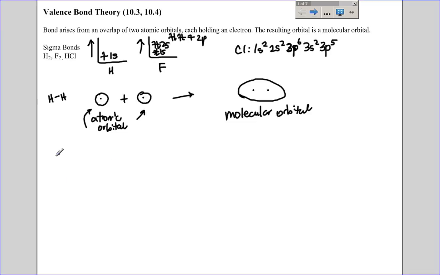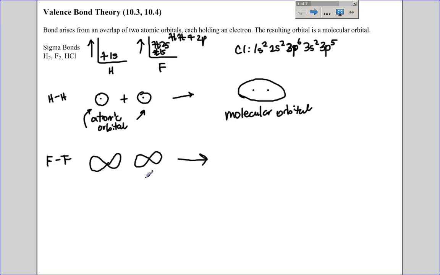Now, to form the molecule F2, which also has a single bond, the overlap is going to be between 2 p orbitals, because the electron that is on its own is in a p orbital. So when 2 fluorine atoms bond, the overlap comes from the overlapping of their 2p orbitals. So these orbitals are going to combine. These are the atomic orbitals, and they're going to combine to form the molecular orbital.